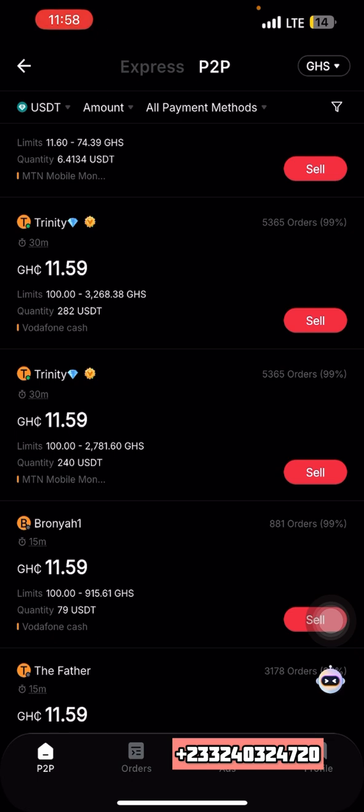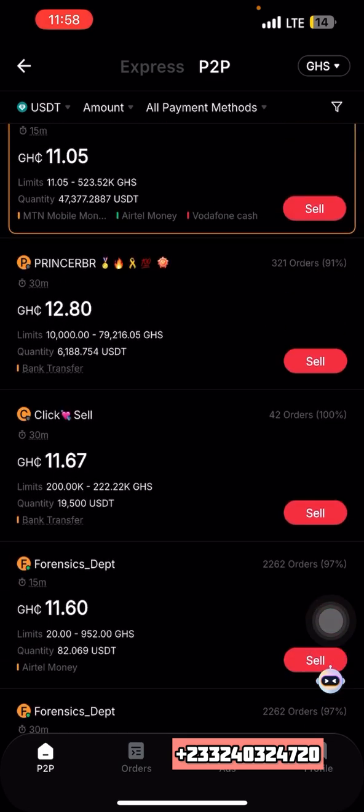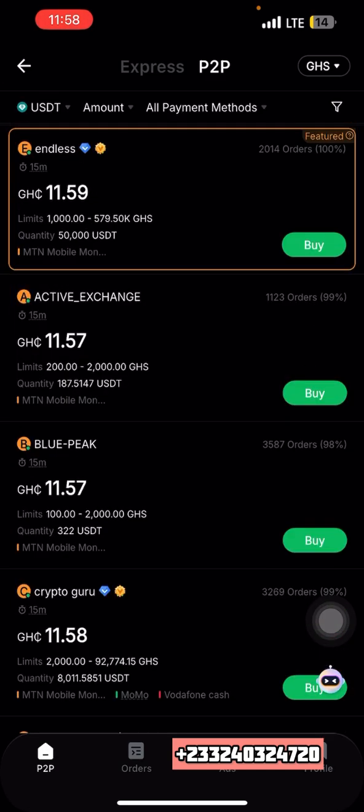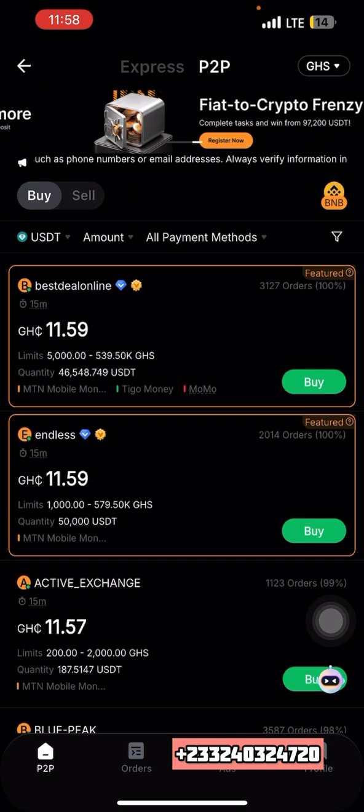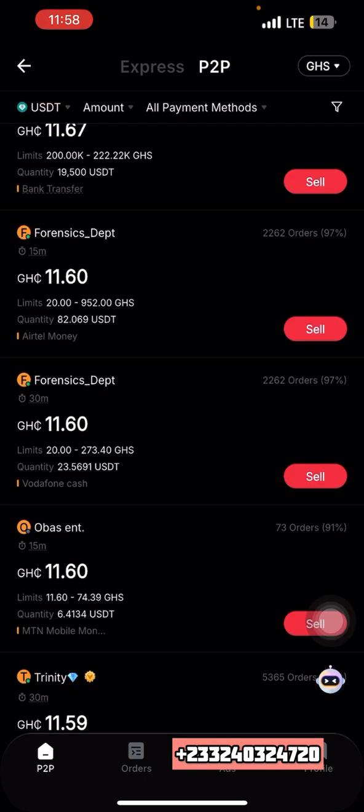So let's proceed. This one is P2P, and when I come to the P2P over here, the buy is 11.57, and the sell is 11.60 Ghana cedis. So it means that I can do something, because when I checked on the broker, it was 11.16. It means that I'll be making profit.